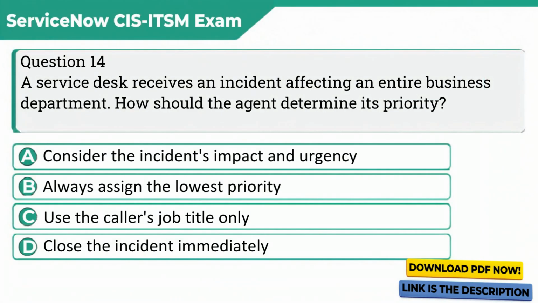Question 14. A service desk receives an incident affecting an entire business department. How should the agent determine its priority? A. Consider the incident's impact and urgency. B. Always assign the lowest priority. C. Use the caller's job title only. D. Close the incident immediately.